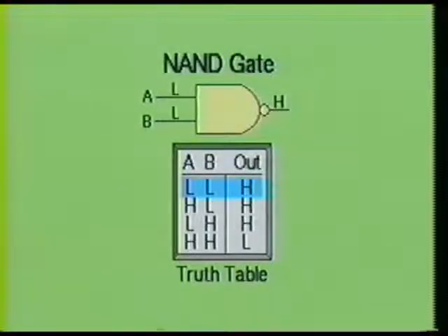Therefore, when both inputs are low, there will be a high output. When input A is high and input B is low, there will still be a high output. Also, when input A is low and input B is high, the output will remain high. Only by making both inputs A and B high can we make the output of the NAND gate low.